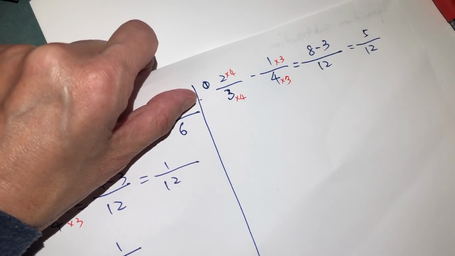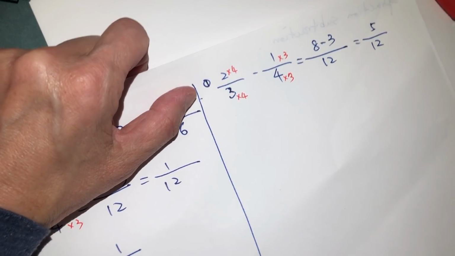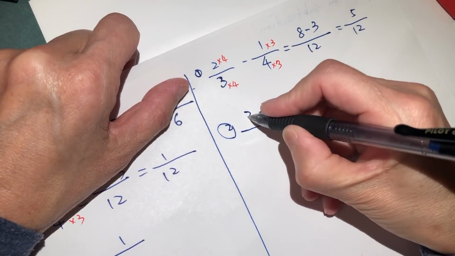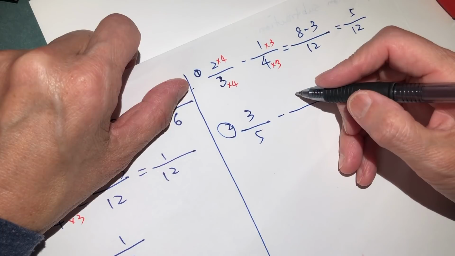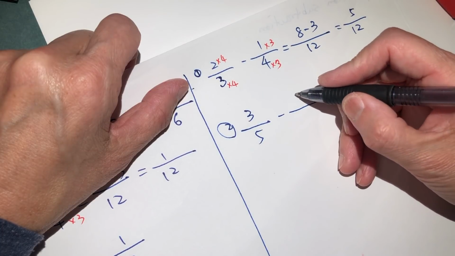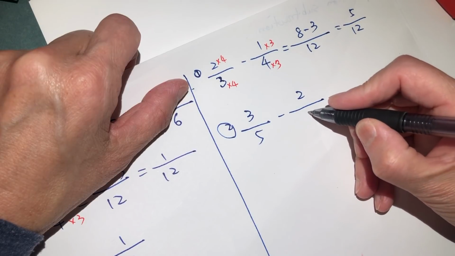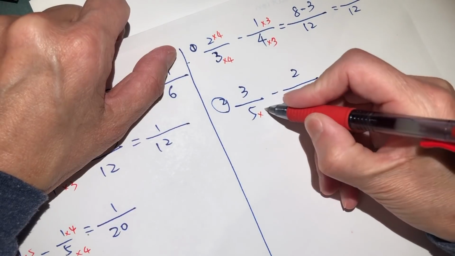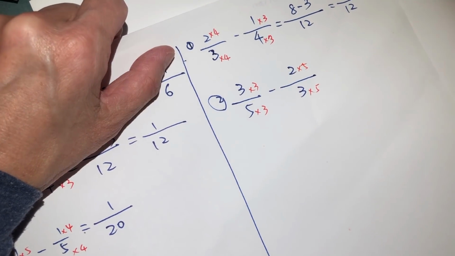So now we see the number is not so pretty, but that is the way. So 3 over 5 minus 2 over 3. Can we do it? I'm not sure. Times 3, times 3, times 5, times 5.